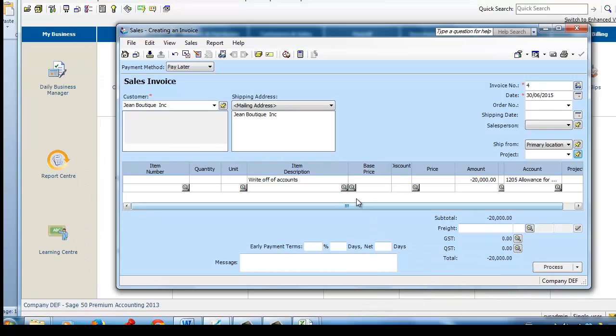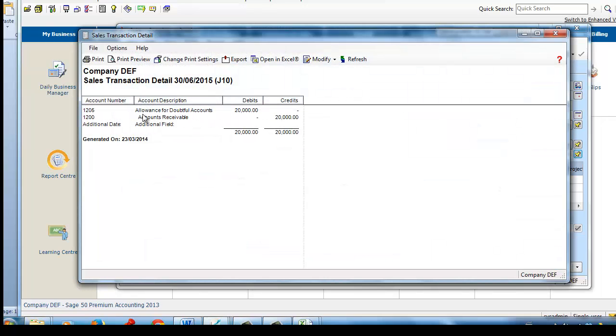Here we will demonstrate the write-off. Jeans Boutique, we received a letter from our trustee in bankruptcy that the customer will no longer be able to pay our $20,000. We must use our sales module, except this time we will enter it as a credit, and you will see the effect of the journal entry. The journal entry is debit allowance for doubtful accounts and credit accounts receivable.